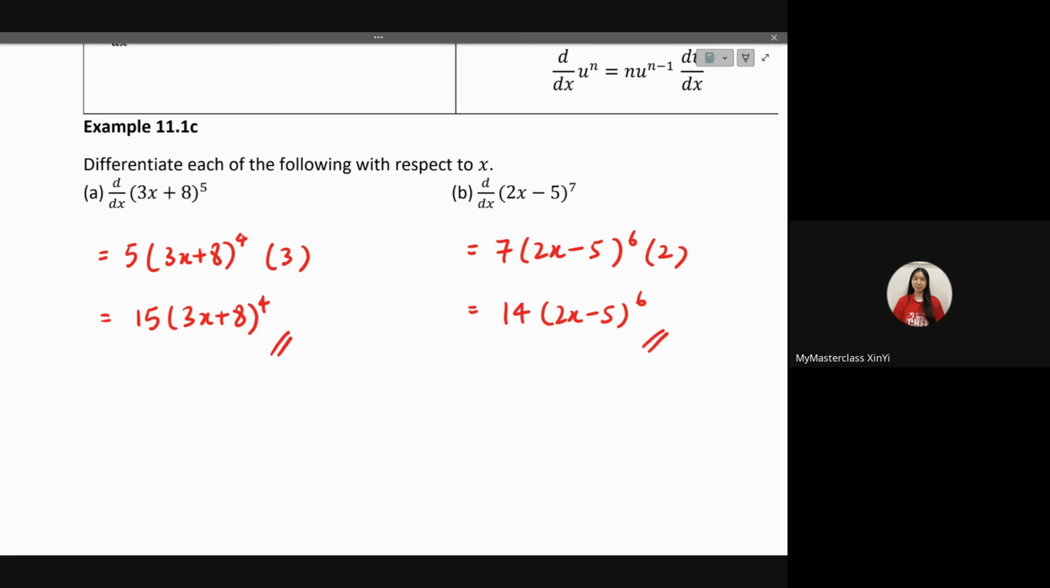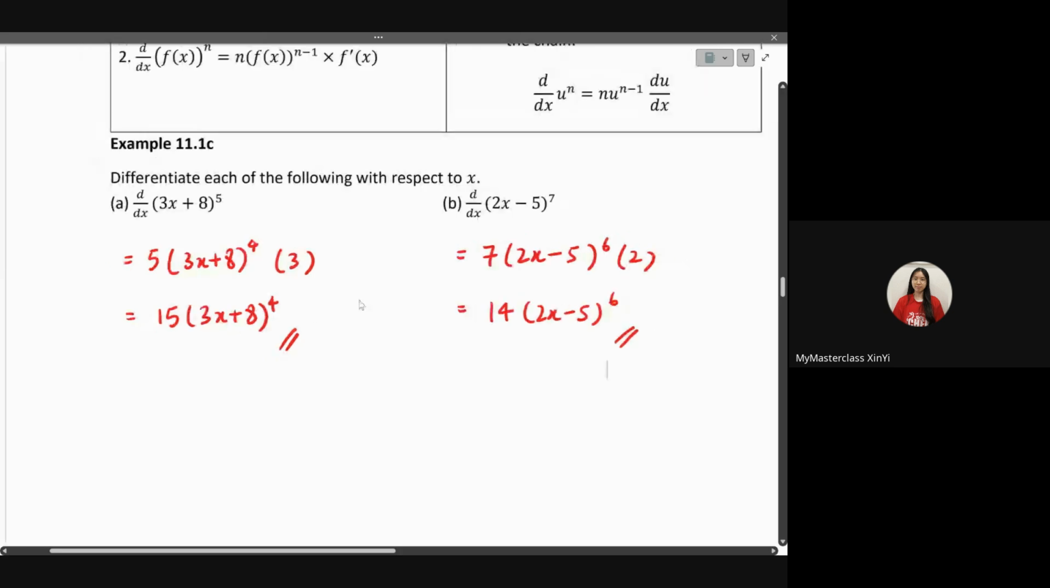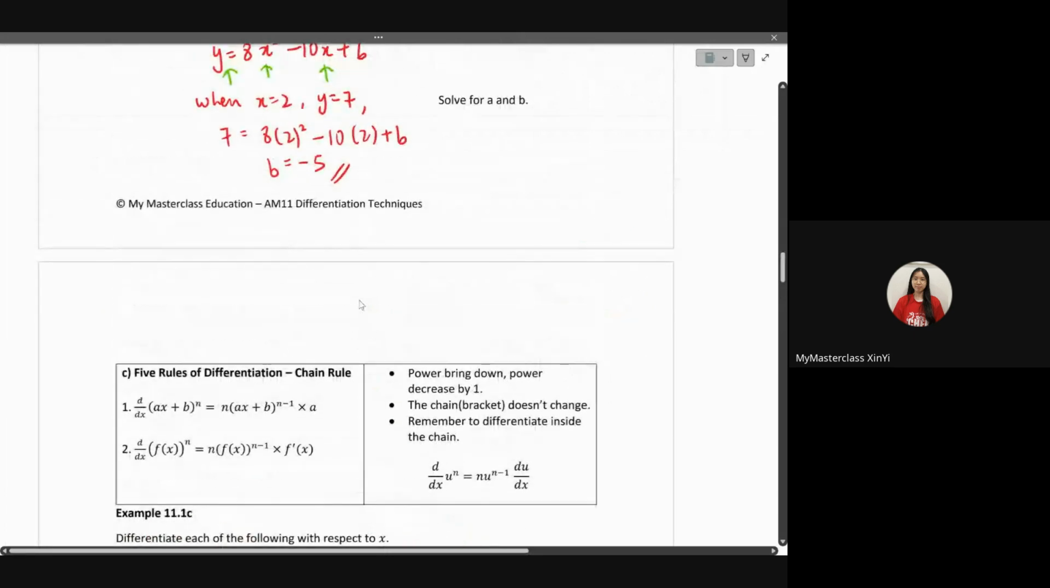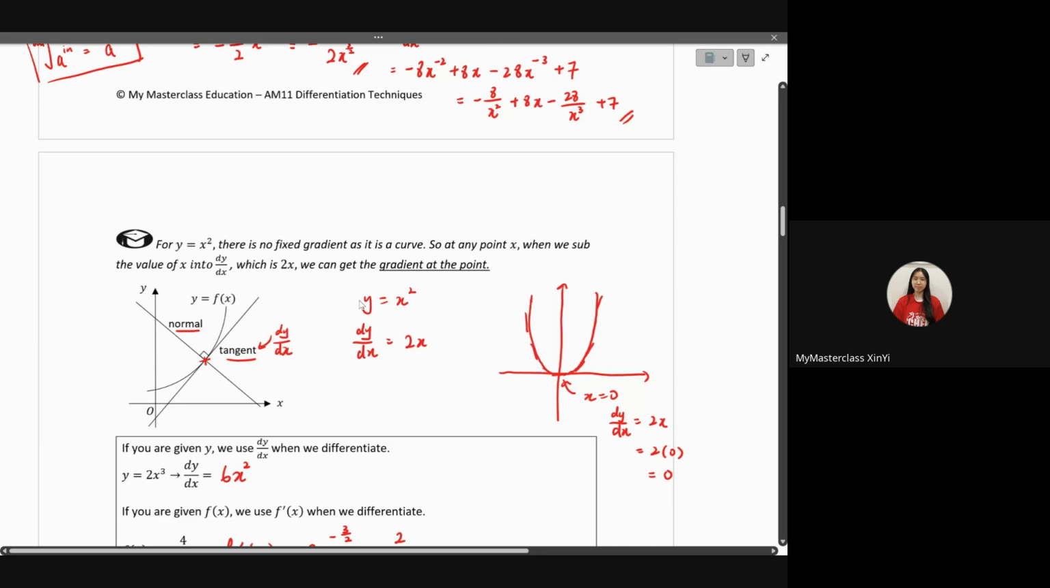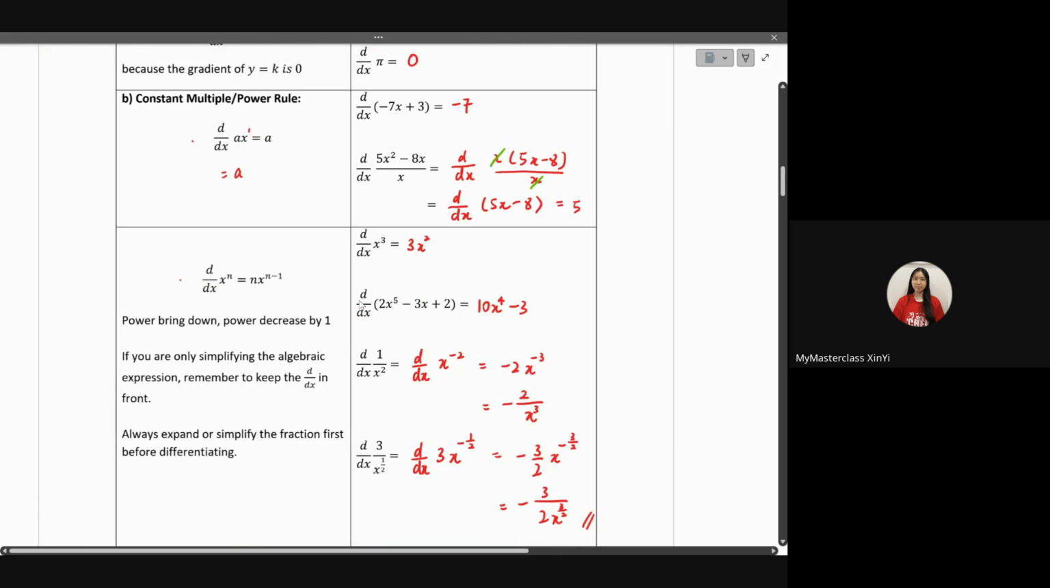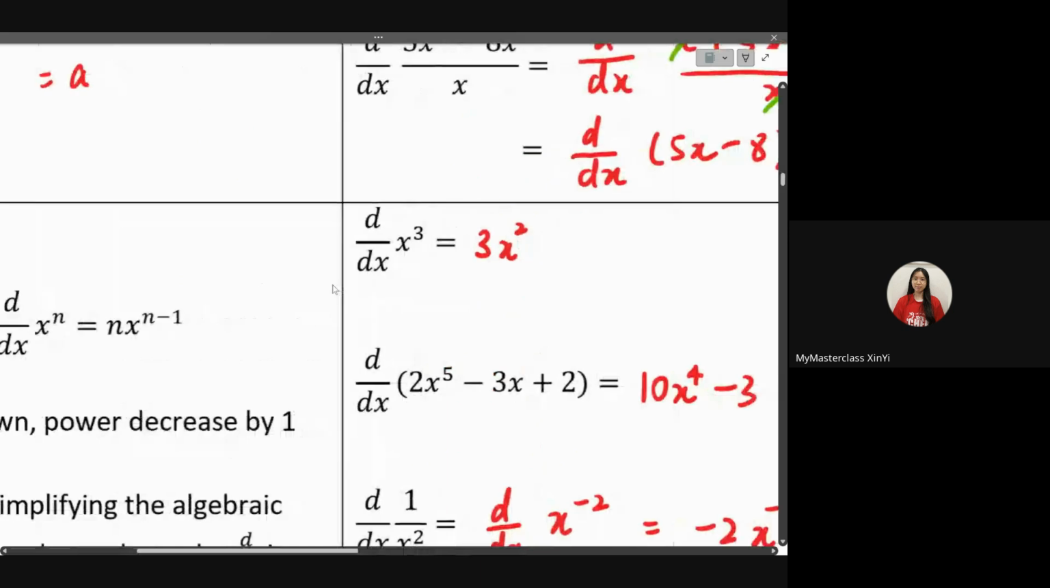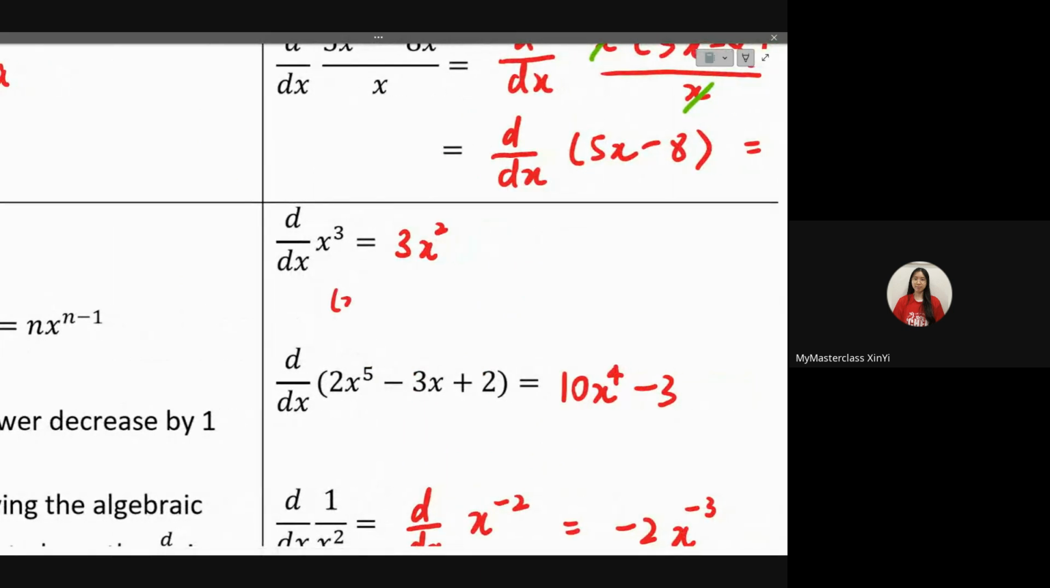Okay? So what is the difference between this and the power rule, right? The power rule essentially is the same idea as chain rule. So I'm going to briefly go back to the power rule for a while so that you all can understand the rationale. So let's say if I'm dealing with power rule, for example, this one, I can also view it like that, right?